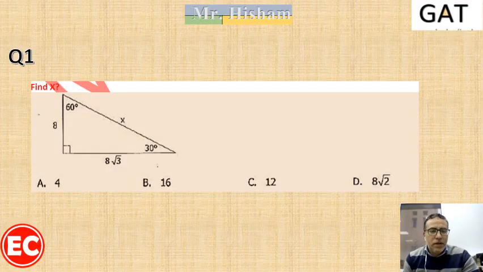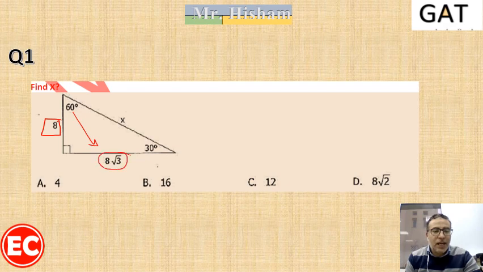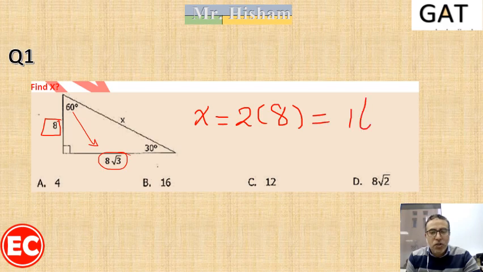Question number 1. I have angle of 30, its opposite side is equal to 8, so the shortest leg is equal to 8. And of course, the side opposite to the angle 60 is equal to the leg multiplied by root 3. We know that the shortest side is half the hypotenuse, so the value of x is equal to twice the side opposite to the angle 30, so it's equal to 16. So the value of x is equal to 16.